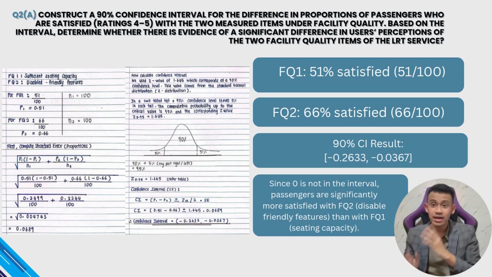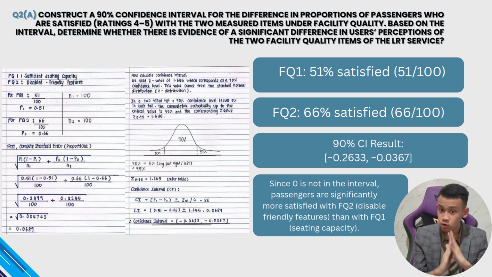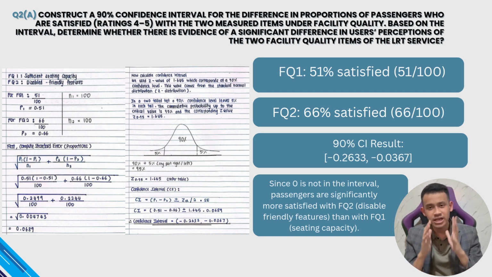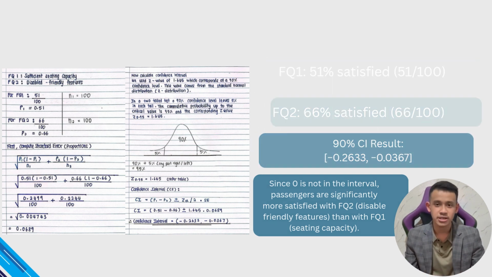As you can see on my right, that is how I calculated the confidence interval. I used the confidence interval formula for the difference between two proportions. From the calculation, I found an interval from negative 0.2633 to negative 0.0367. As we can see, the interval does not include 0. What does it mean? It means that there is a statistically significant difference in satisfaction. Lastly, I can say that more passengers are satisfied with FQ2 than FQ1.